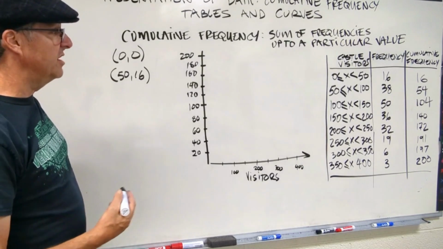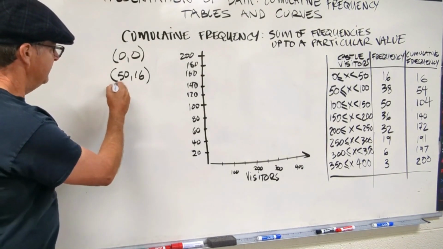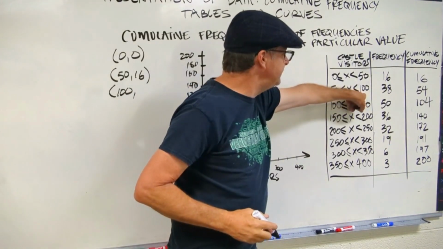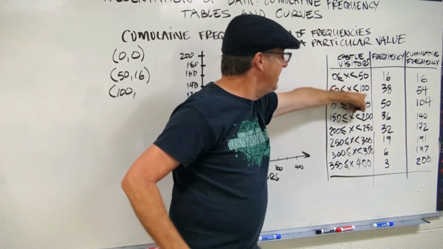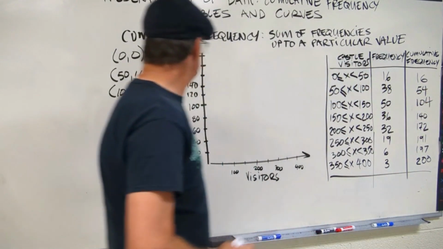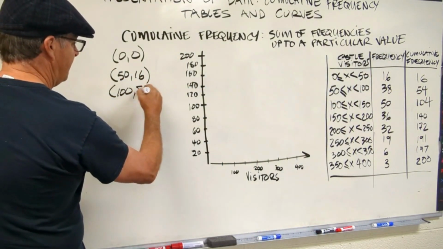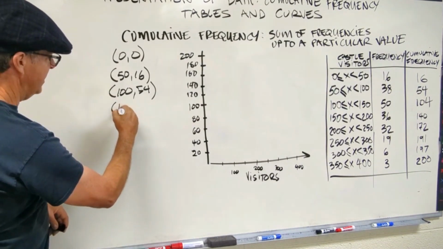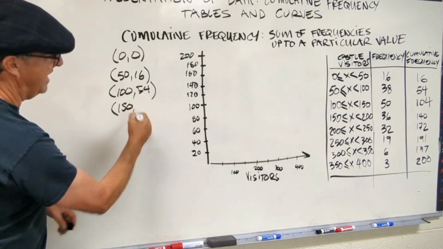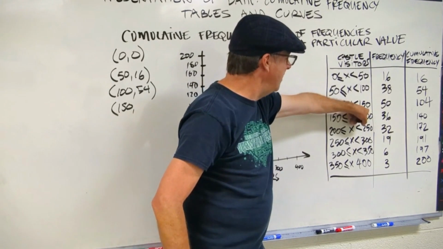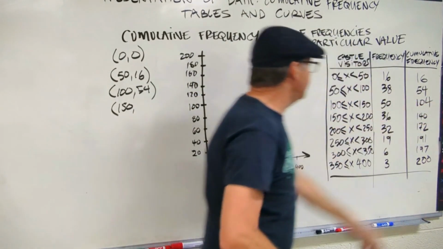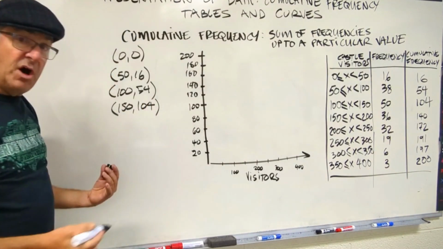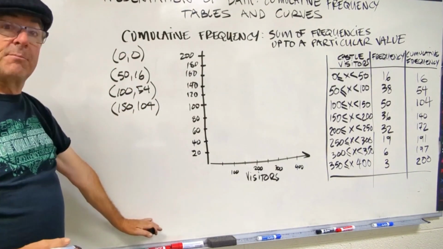But now we're going to start taking our cumulative frequency. The next data point is 100, the high member of this class. And then we take the cumulative frequency for that, which is 54. And so we keep going in this same way. We take the highest value of the next class, which is 150, and then we go to our cumulative frequency of 104. So go ahead and pause the video and finish creating your points.